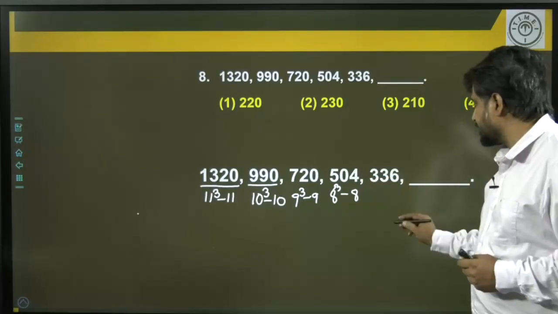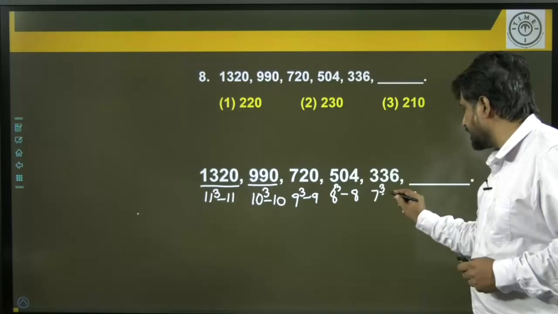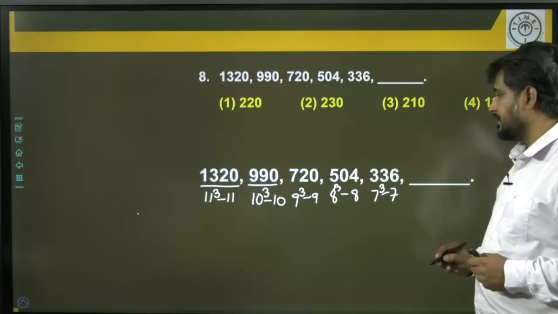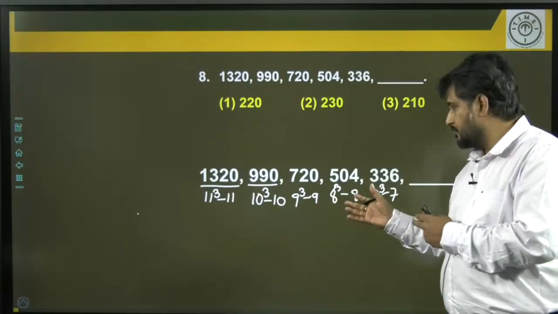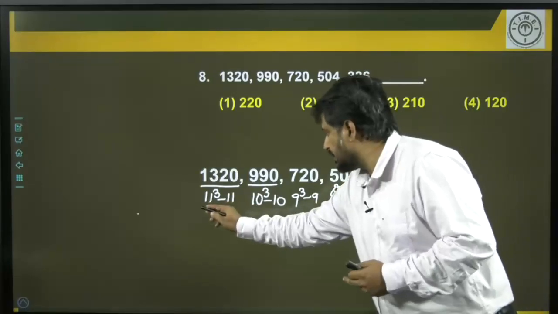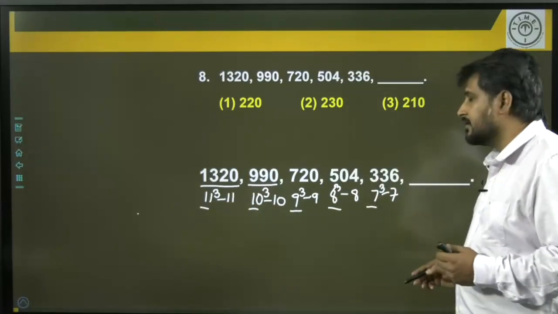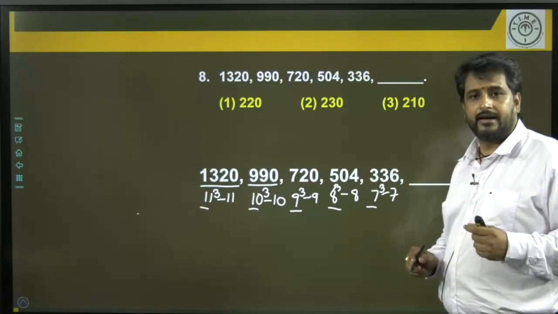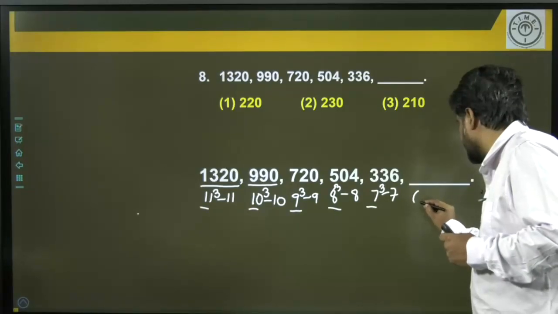Now 336 is close to 7 cube. 7 cube is 343, minus 7, it is 336. So 11 cube minus 11, 10 cube minus 10, 9 cube minus 9, 8 cube minus 8, 7 cube minus 7. So 11, 10, 9, 8, 7 are consecutive natural numbers in decreasing order. So after 7 in decreasing order, 6.